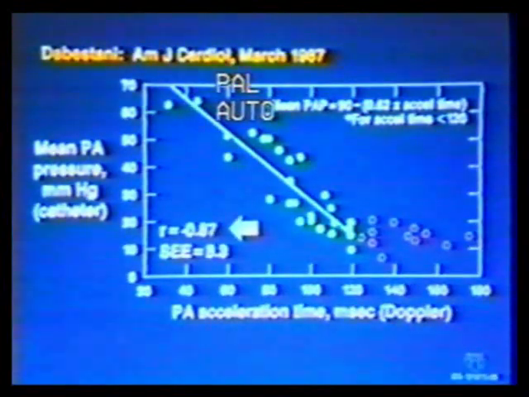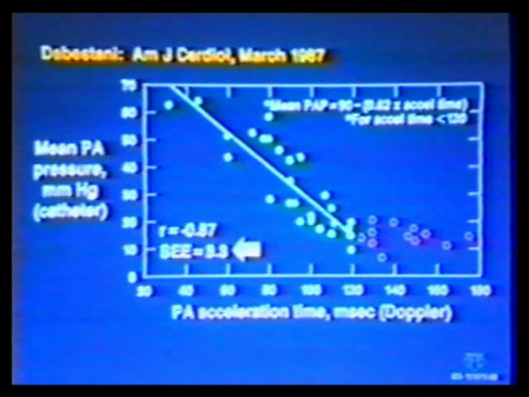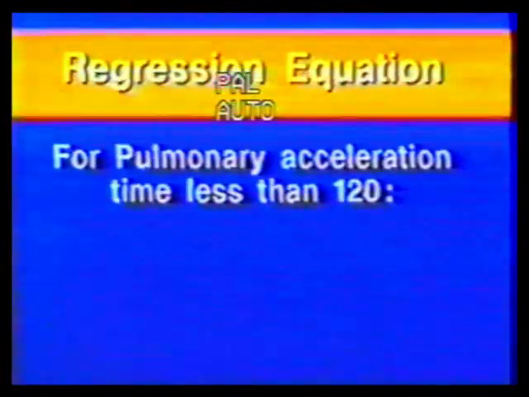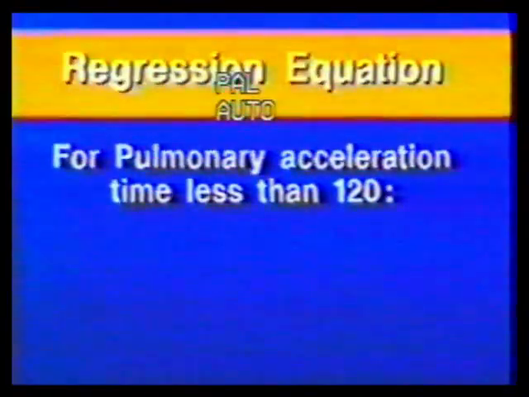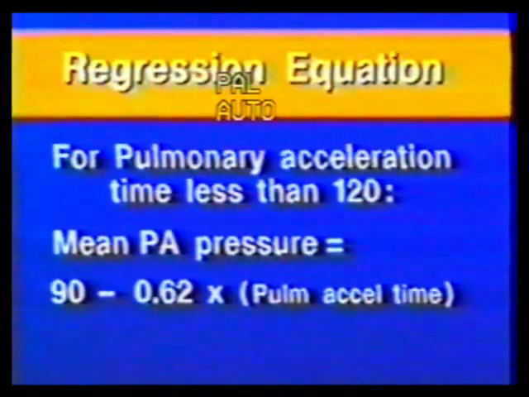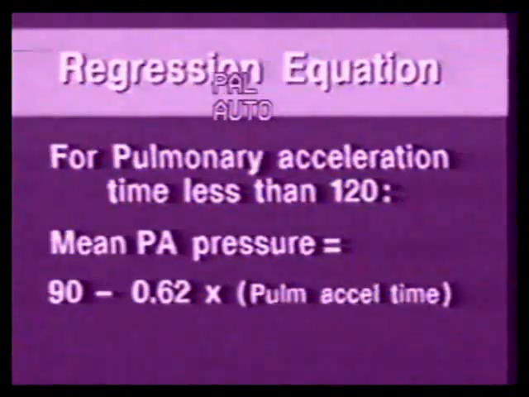The R value is minus 0.87, and the standard error of the estimate is 8.3 millimeters of mercury. The regression equation from Dabastani's study is the mean pulmonary artery pressure is equal to 90 minus 0.62 times the pulmonary acceleration time.